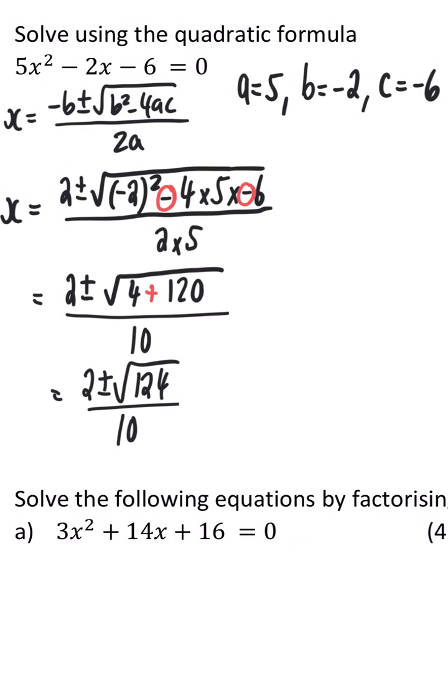Our first one is 2 plus the square root of 124 all over 10, which gives me x equals 1.31 to 2 decimal places. And now we deal with the subtract. 2 minus the square root of 124 all over 10, which gives me negative 0.91 to 2 decimal places.